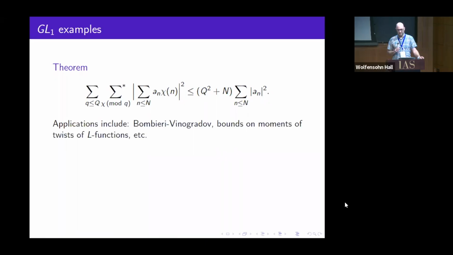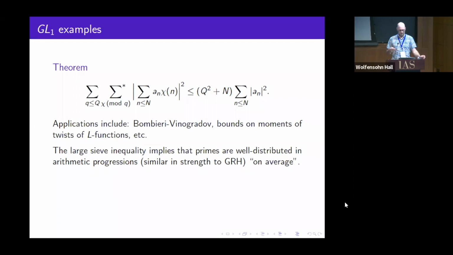It has important arithmetical applications. The Bombieri-Vinogradov theorem is one important application. You can get bounds on moments of twists of L-functions. And in the context of the Bombieri-Vinogradov theorem, this tells us something about primes in arithmetic progressions, similar in strength to GRH on average.